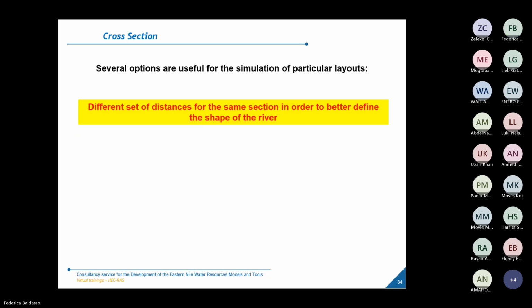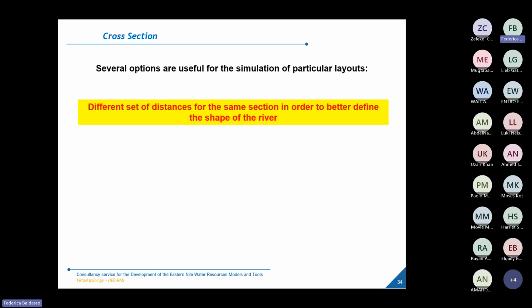Okay, so associating different reach lengths was one of the options useful to simulate some particular layouts that can be present in the river schematization.